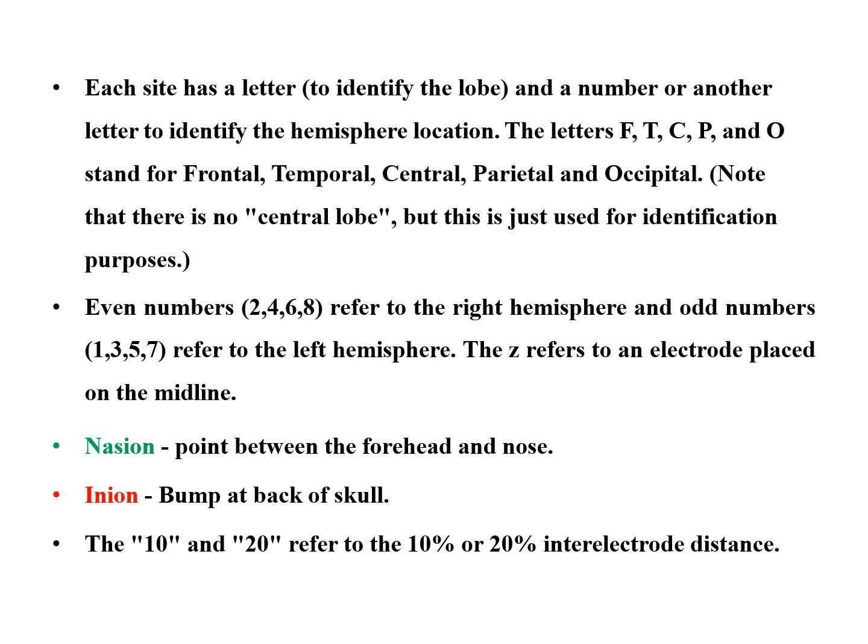The letter F means frontal lobe, T means temporal lobe, C means central lobe, P means parietal lobe, and O means occipital lobe. These are used to measure the placement of the electrodes. Even numbers 2, 4, 6, 8 refer to the right hemisphere and odd numbers 1, 3, 5, 7 refer to the left hemisphere. Z refers to an electrode placed on the midline. Nasion is the point between the forehead and nose, and inion is the point at the back of the skull.